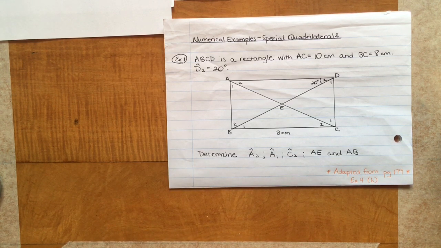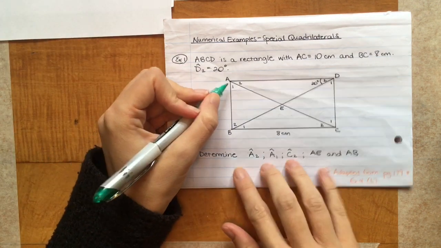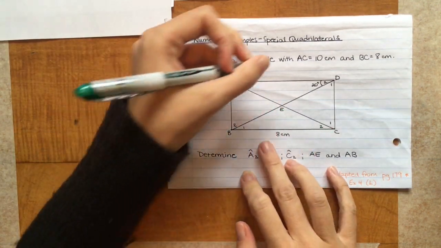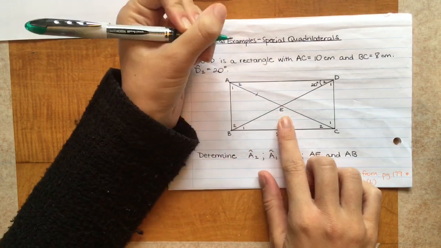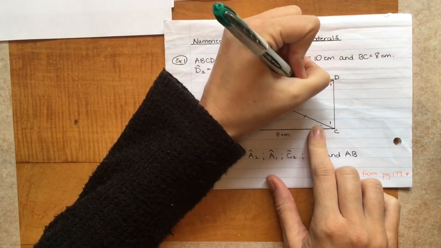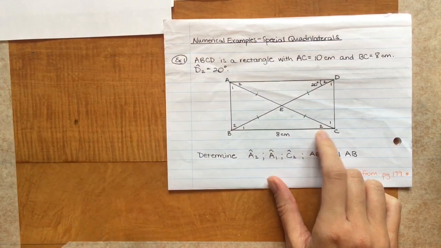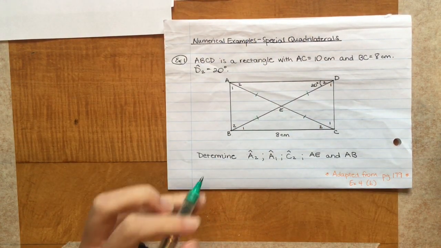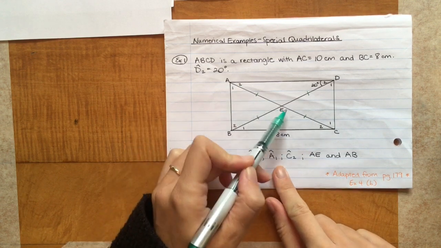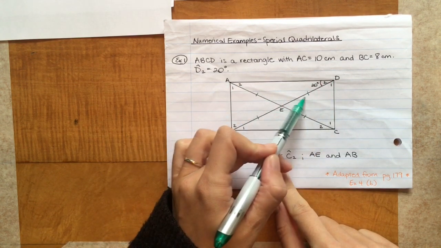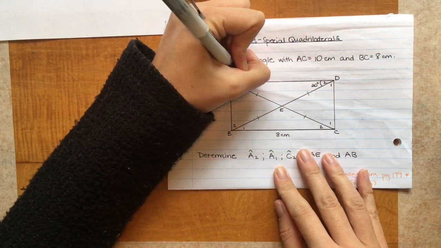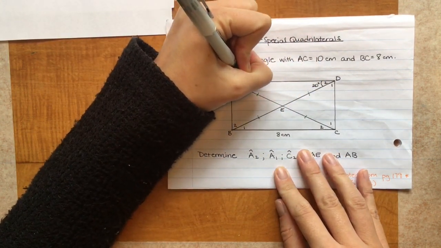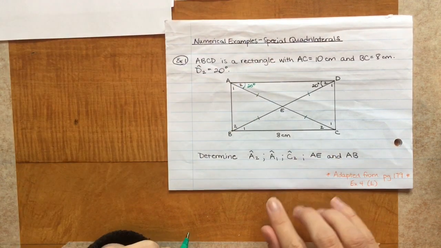Okay, so firstly, we know in a rectangle that the diagonals are equal in length. So that means that each of these individual segments, AE, is equal to EC, is equal to ED, is equal to BE. What that gives rise to is that triangle AED is now an isosceles triangle. So I end up having angles opposite equal sides. Angle A2 is equal to 20 degrees.